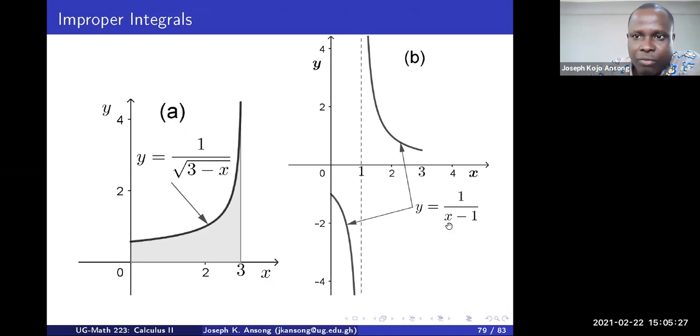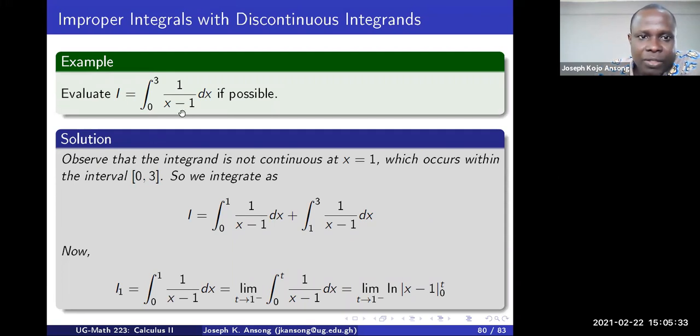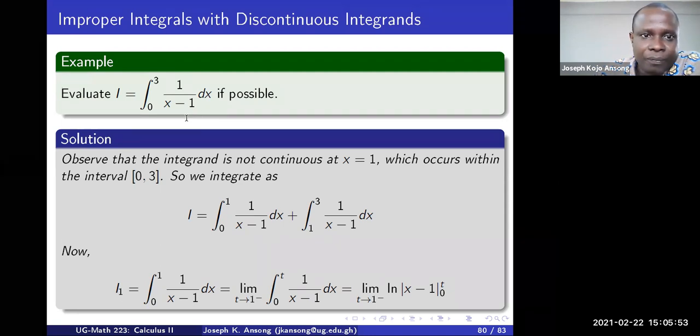Now, in the next one we want to look at, well, let's go to it. I'll come back to the figures. We want to solve this example now. This is the integral from 0 to 3 of 1 over x minus 1 dx. It says evaluate this if possible. Once again, if you're not careful and just go ahead to integrate it, you're going to get a wrong answer, and I'll prove that to you.